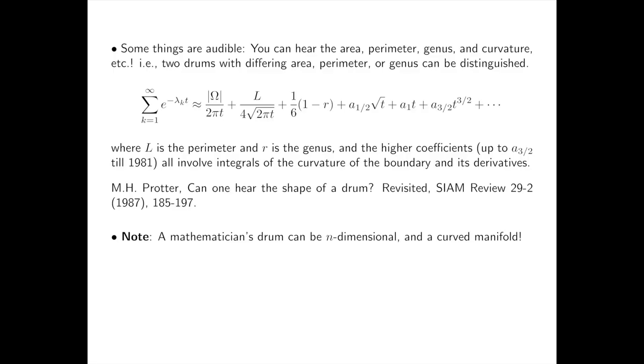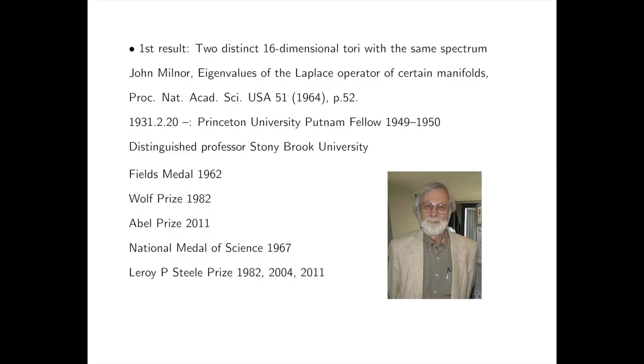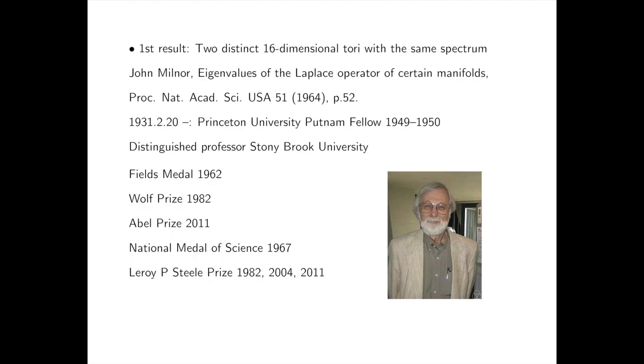But for a mathematician, a drum can be n-dimensional. We are talking about a 2D drum, right? The n-dimensional case was actually settled in 1964 by John Milnor. In this paper he has one counterexample: two different 16-dimensional toroids have the same spectrum, the same eigenvalues. So that's a counterexample, right? The 16-dimensional case was actually settled very early.